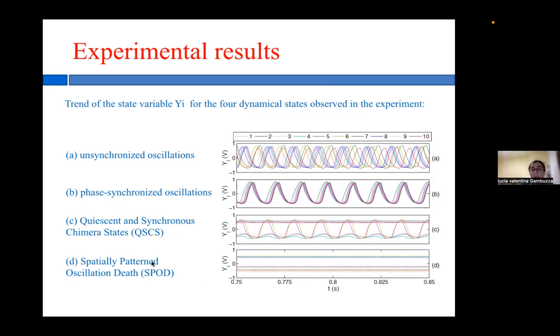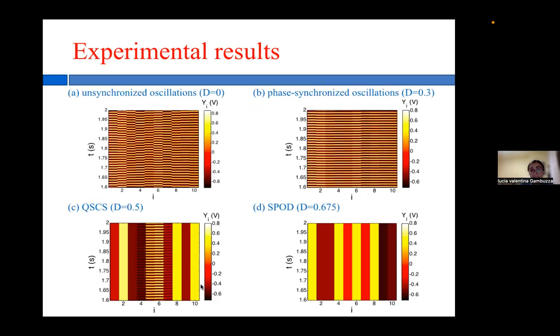frequency. And finally, we were also able to see another type of chimera state, which is called the spatially patterned oscillation death, in which all the units are in oscillation death. So we don't have oscillation, but the oscillation is different, and thanks to these four types of different states, we were able to classify the different chimera states by looking at different values of the coupling coefficient.